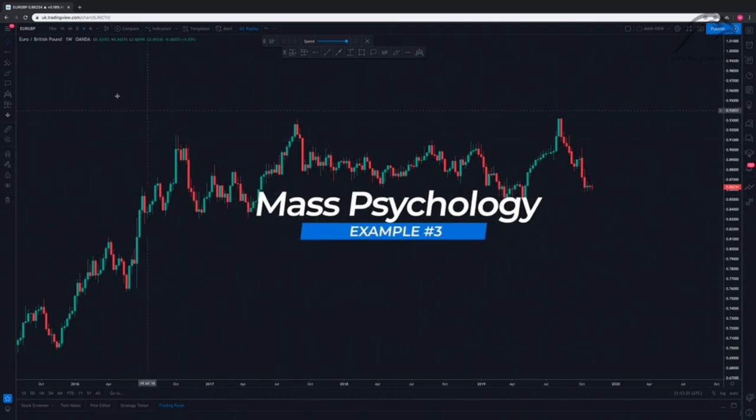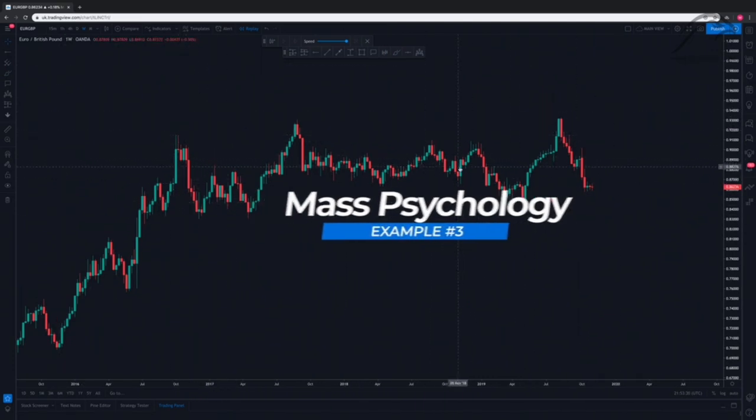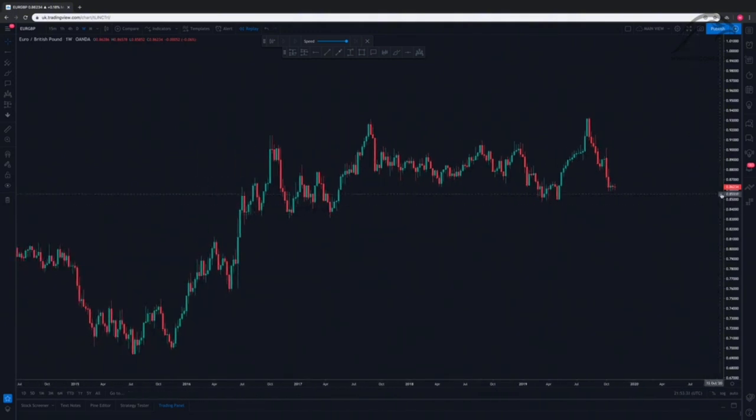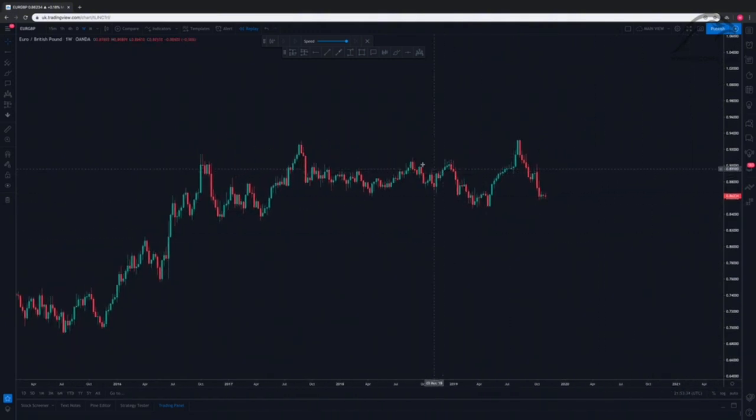So last up, we have Euro Pound, taking a look at mass psychology and understanding how important it is and how we can learn from previous price behavior. So here we are on the weekly chart. Very important to understand what happened previously. If I was to put a simple resistance, if you like, if you look at this high, what did we do? We broke above and then we broke back down. So let's look at this part and then let's look at this part next.